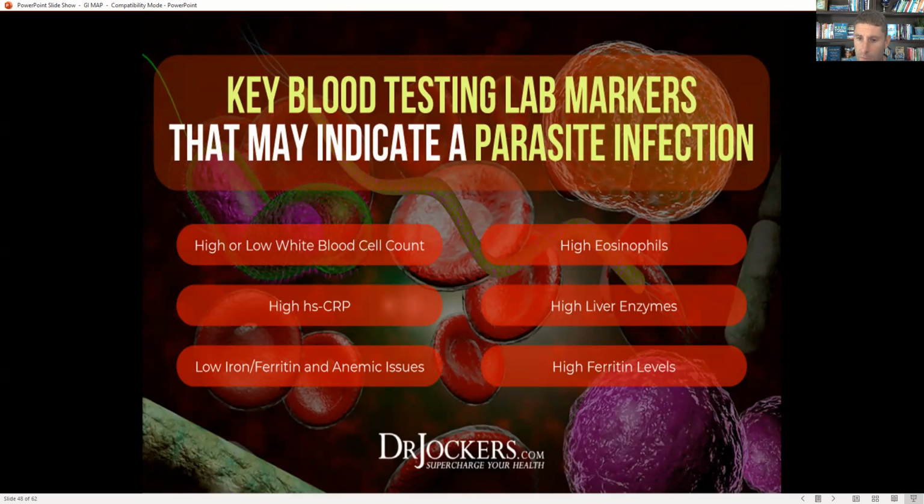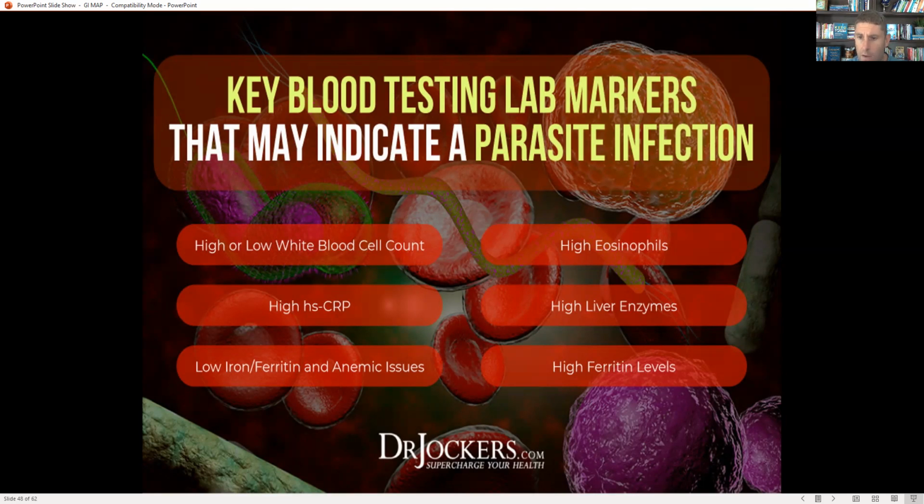High liver enzymes, so a lot of these parasites or viruses too will impact the liver and cause liver enzymes to come up over time. And then I'm looking at low iron and ferritin. That's not typically going to be a virus. The low iron, ferritin, and anemic issues are going to be more related to H. pylori and also parasites because they love iron. Okay. So it's not going to be associated with yeast, but it can definitely be associated with H.